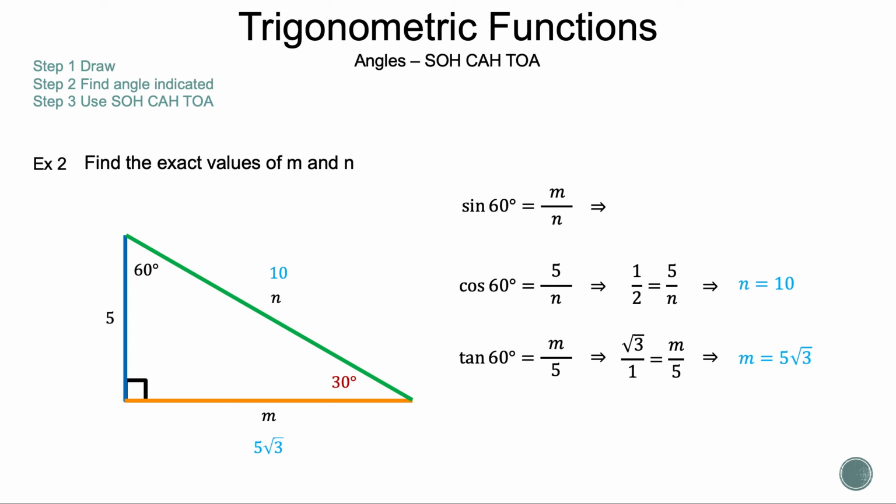Before we move on, let's continue with sine of 60 degrees. Let's substitute 5 square root of 3 for m and 10 for n. Let's simplify, so sine of 60 degrees is equal to the square root of 3 over 2.